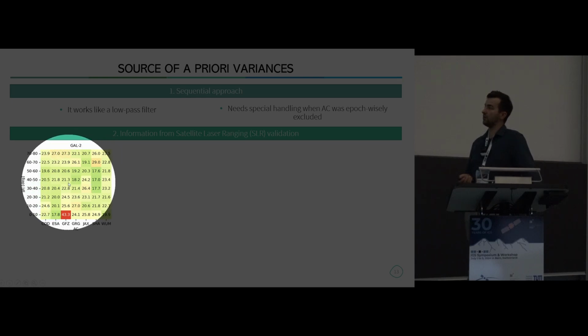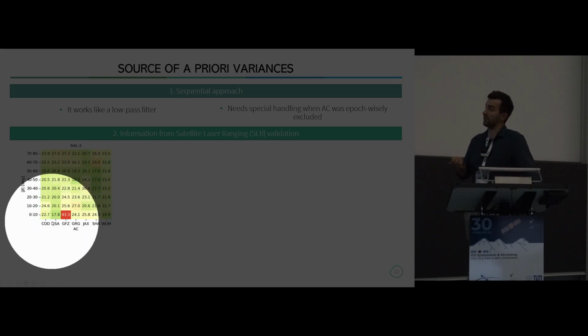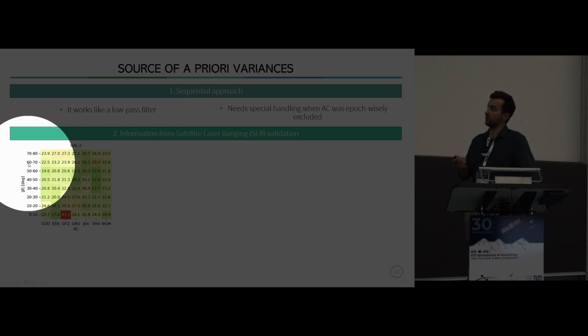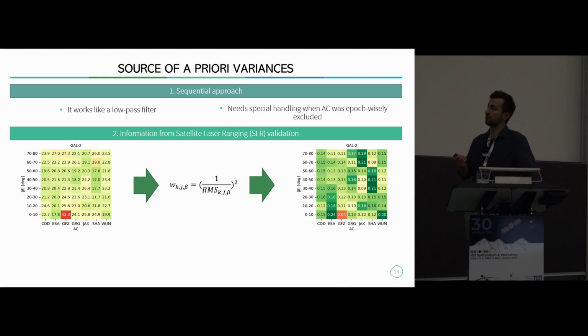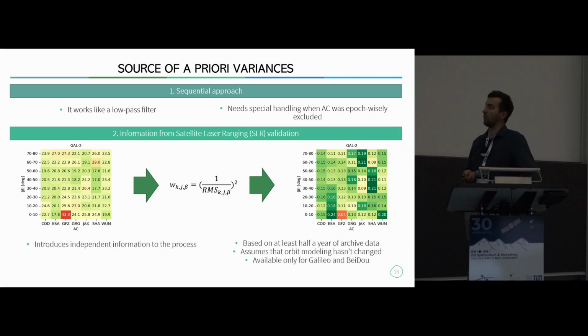And how can we do that? Here we have the heat map for the example of Galileo FOC satellites, the heat map of standard deviation of SLR residuals for different ACs in different ranges of beta angles, the elevation of the Sun above the orbital planes, and we can simply convert these to the weights and introduce them to the process as a priori.